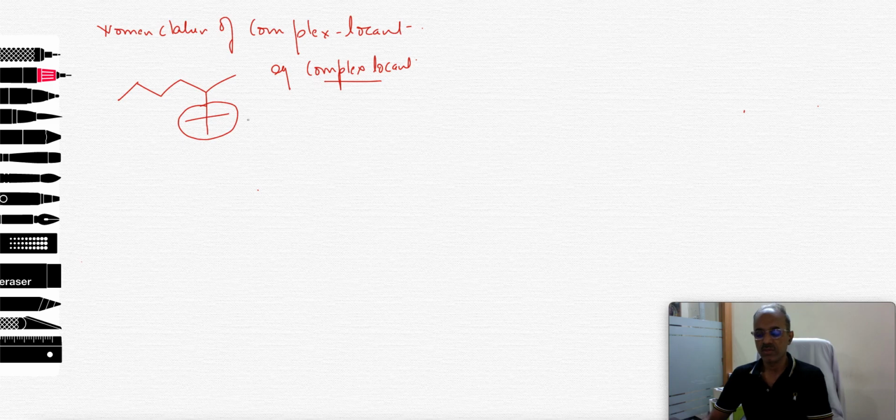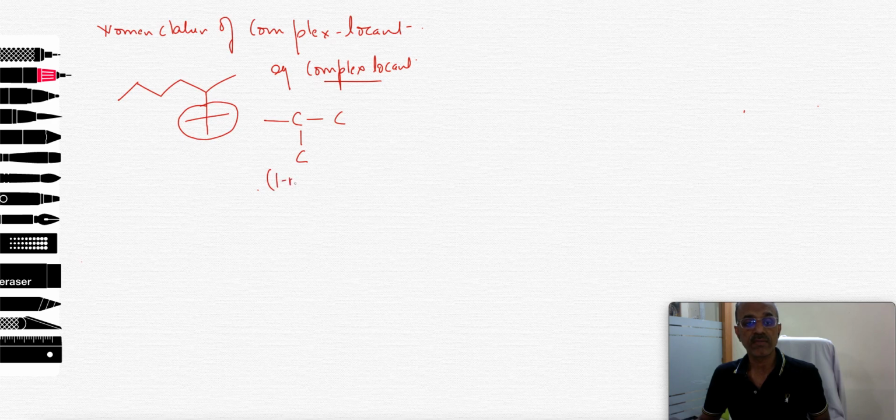Now the first will be this, known as 1-methylethyl, which is also known as isopropyl.